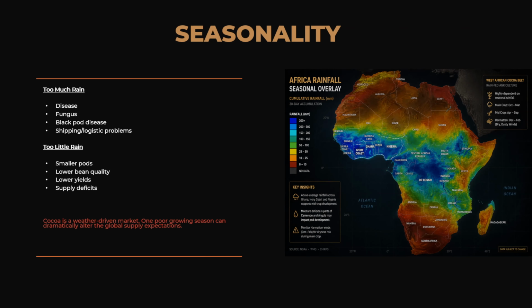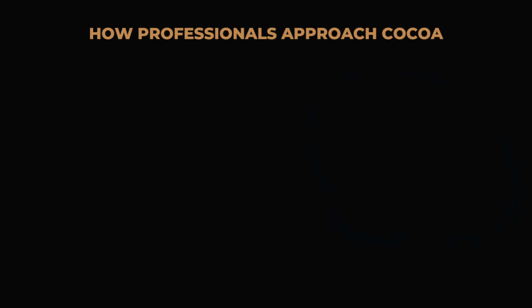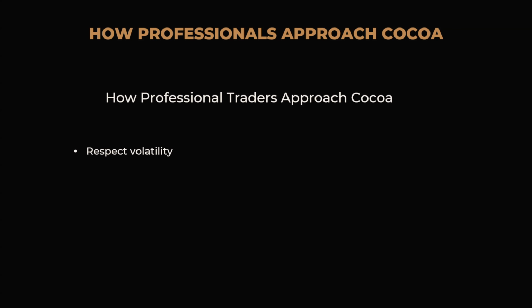Now that we've had a mini tutorial on the fundamentals of cocoa, how do professional traders approach cocoa? We can begin transitioning into the technical side of trading, because fundamentals may explain why the market is moving, but technical structure helps professional traders navigate how to participate in that movement. And this becomes especially important in cocoa because soft commodity markets behave very differently than highly liquid index products.